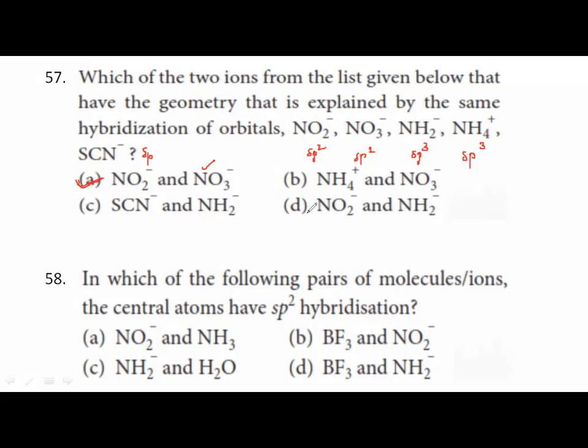Next question. In which of the following pairs of molecules or ions does the central atom have sp2 hybridization? NO2-, just now we have seen it is sp2. NH3 is sp3. BF3, boron trifluoride, you can calculate: H is half of boron's 3 electrons plus 3, with nothing else, 0. 6 by 2 is 3. So it is sp2.